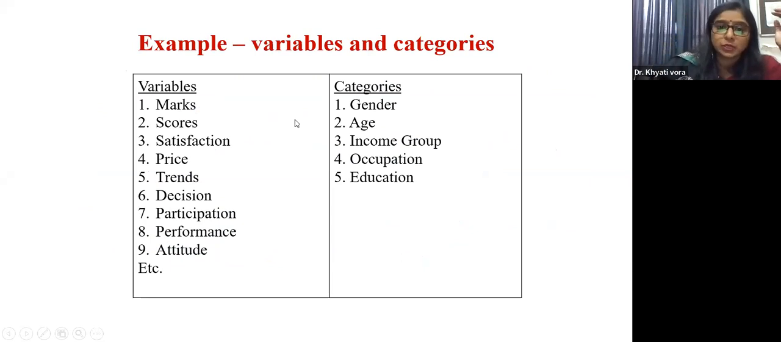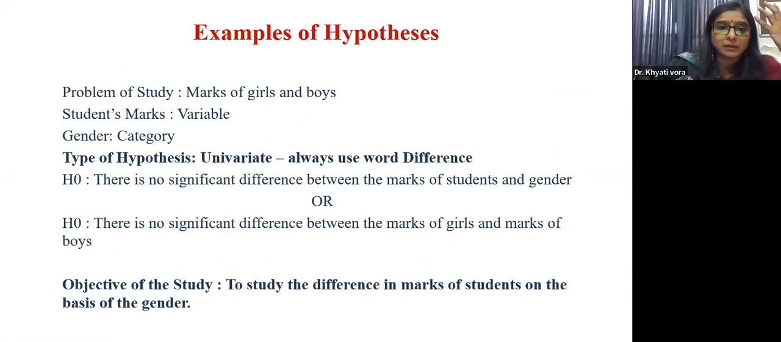You have already done this, so you are much aware. Under marks of girls and boys, you want to know who scores more, who is very good at studies. So most of us feel that it is a big study, girls and boys, two variables. No, they are not two variables, they are categories. Marks is a variable. I hope you now can relate. The problem of the study was to compare the marks of girls and boys. Now tell me which is the variable? Marks. Is girl and boy a variable? No, they are categories, they are constants.